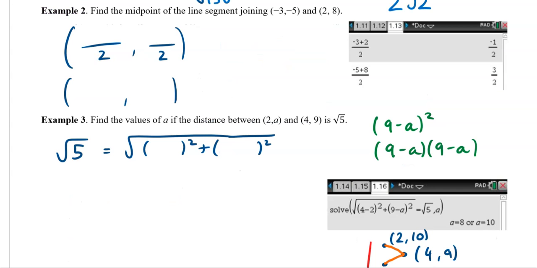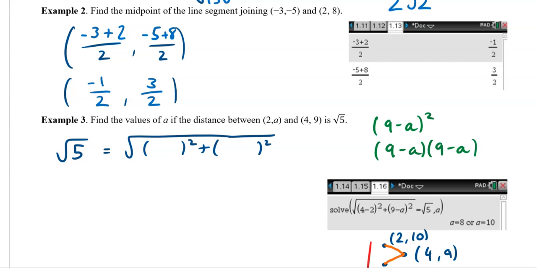Example 2, find the midpoint of the line segment joining these two sets of coordinates. Previously, we were subtracting one value from the other to find distance because we were finding the difference in these coordinates. Here we're finding the average between these coordinates. So negative 3 plus 2 and negative 5 plus 8. That leaves us with negative 1 over 2, and negative 5 plus 8 is 3, so 3 over 2.